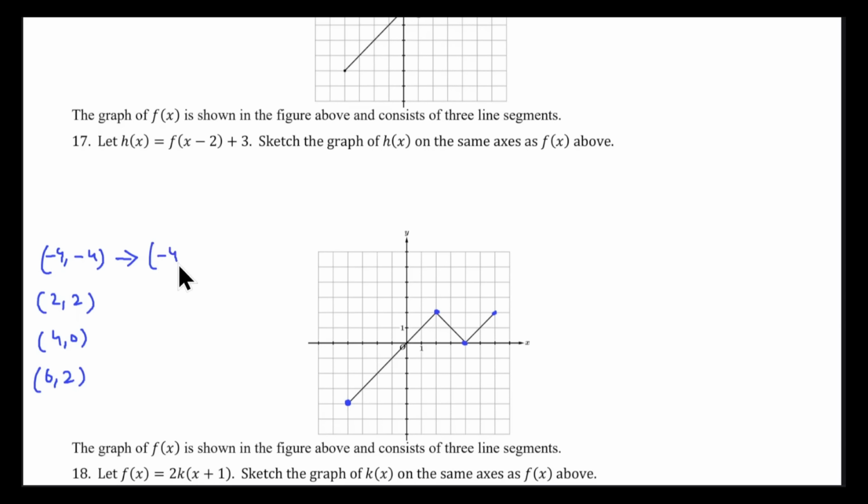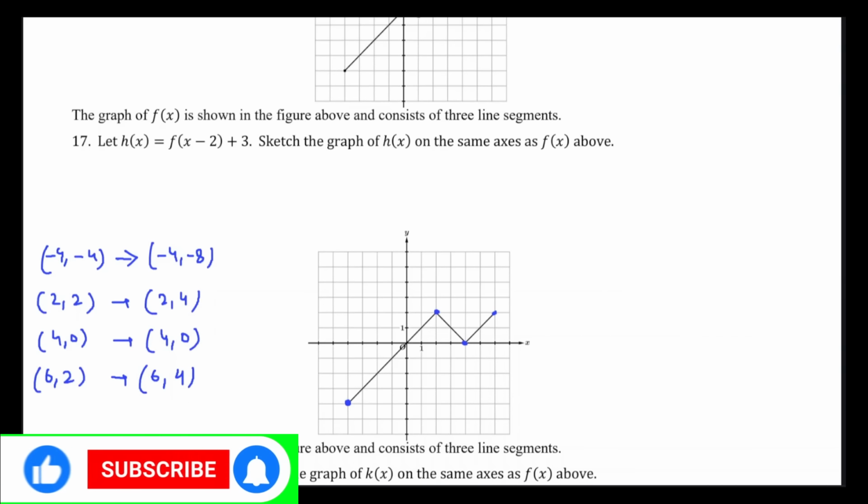So this will become negative 4 comma negative 8. This will become 2 comma 4. This will become 4 comma, well, 0 times 2 is still 0, and this will be 6 comma 4. And then I'm going to go left by 1. So left by 1 would mean that every x coordinate is to be subtracted by 1.